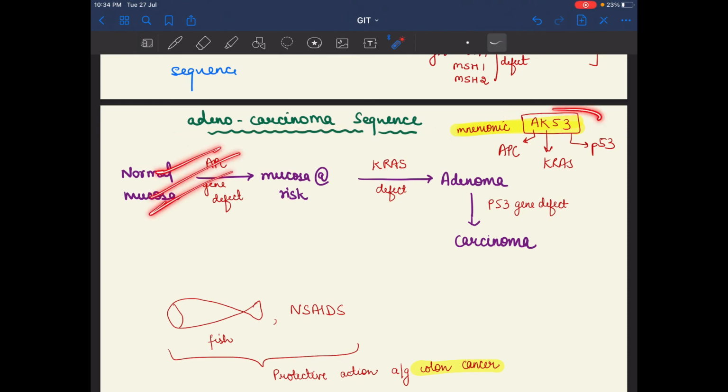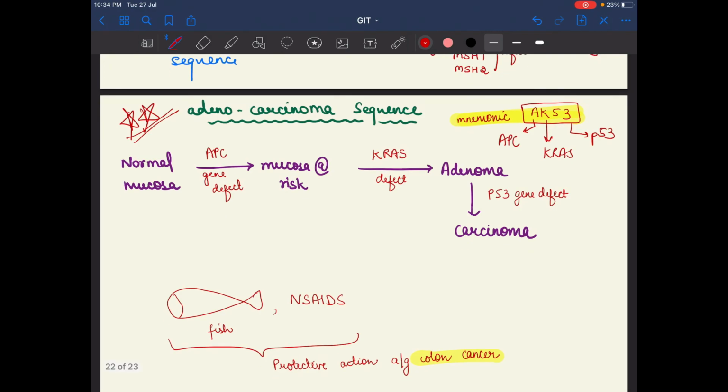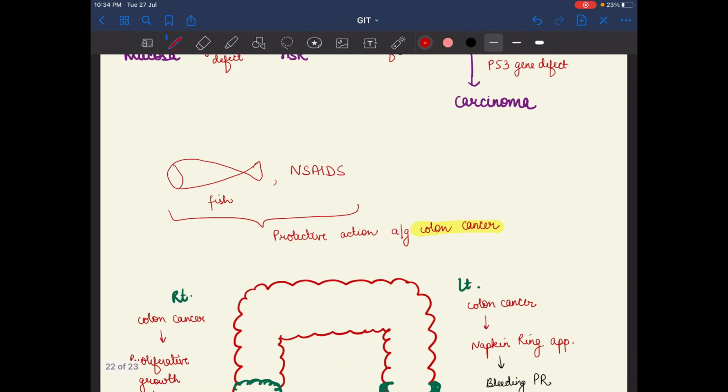We can remember this by the trick AK53, because it's a very important question. It may be asked in the exams: the sequence of adenocarcinoma is normal mucosa, APC gene defect, mucosa at risk, KRAS, P53 gene defect. There is also some protective action against colon cancer, that is fish and NSAIDs. These were the protective factors for colon cancer.